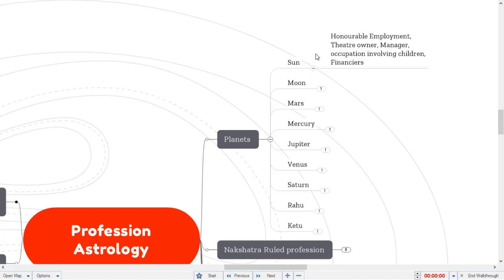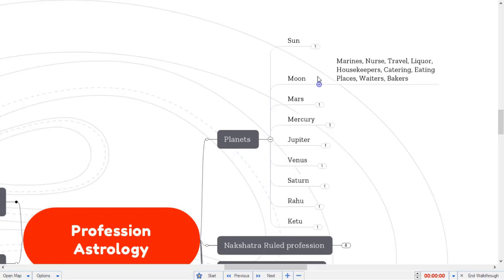What does Sun represent? It represents honorable employment, a theater owner, a manager, occupations involving children, financiers. What does Moon represent? Moon represents marines, nurse, travel, liquor, housekeepers, catering, eating places, waiters, bakers.